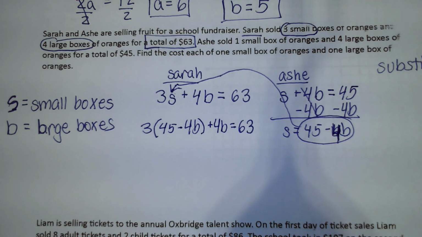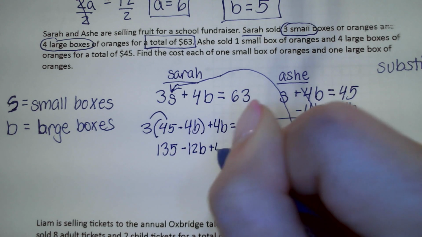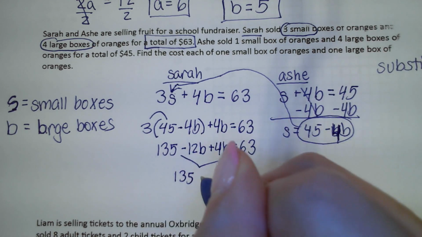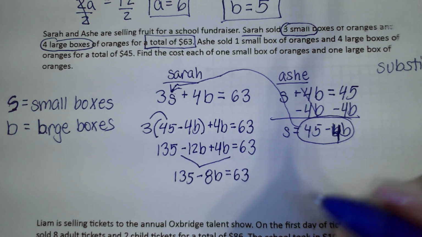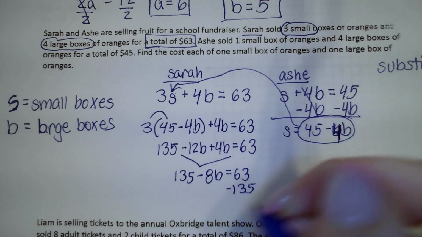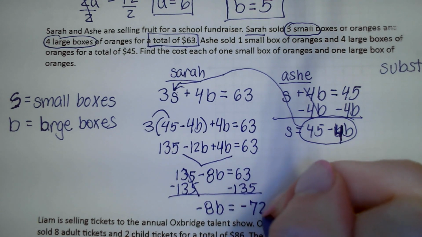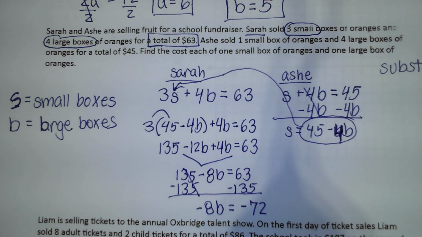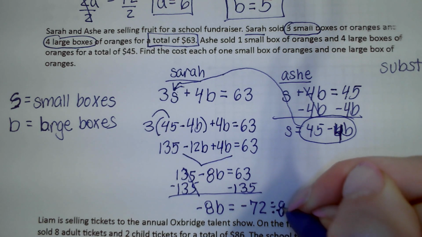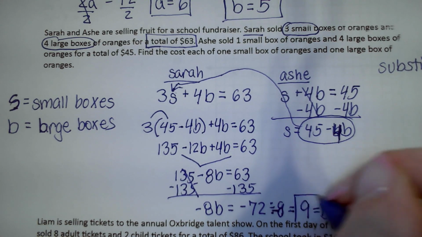So 3 times 45, our first product is 135 minus 12B plus 4B equals 63. Now we're going to combine like terms. So 135 minus 8B equals 63. Now I'm going to subtract 135 from 63, bring down the negative 8B, and I get negative 72. Now, negative 8B equals negative 72, so let's divide by negative 8, and that equals positive 9. So B equals 9.